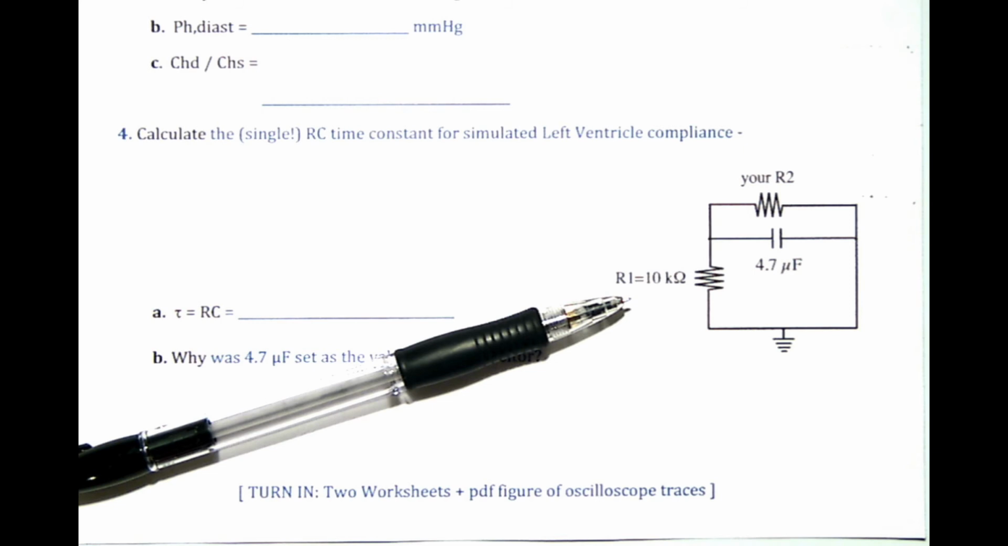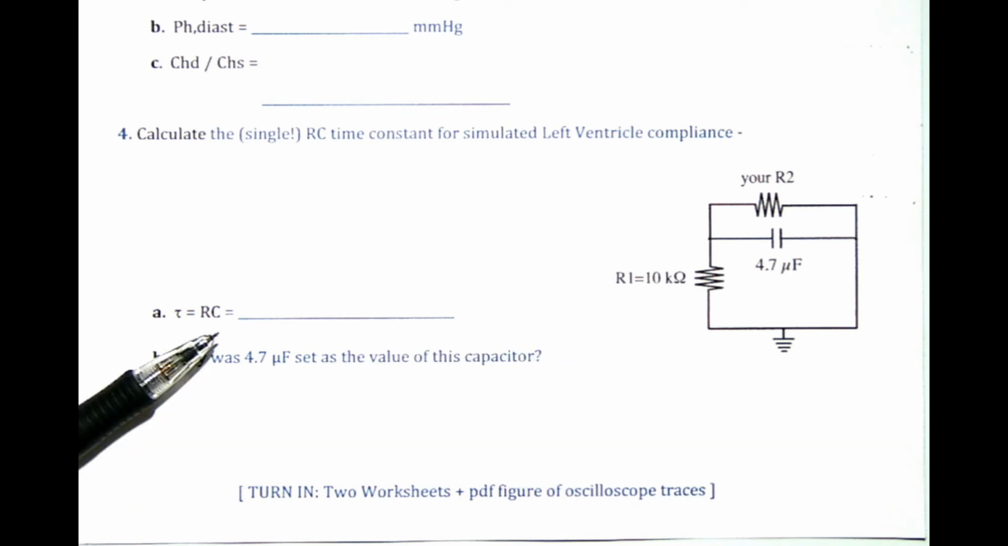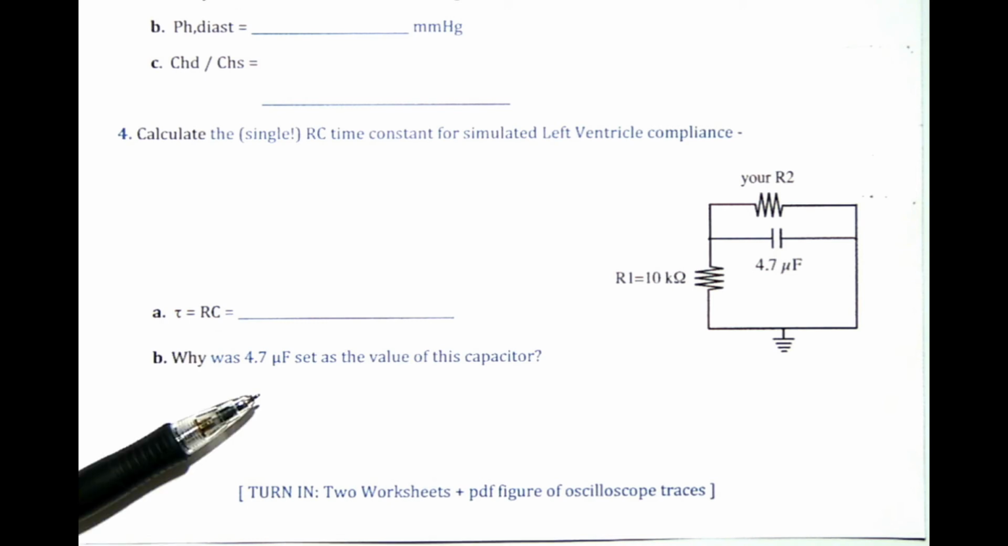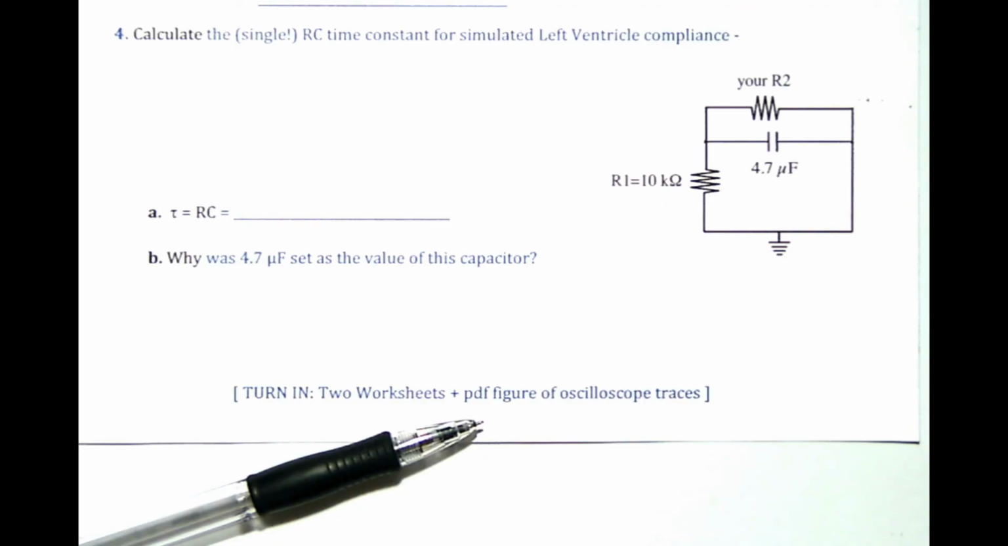Using your knowledge of how to combine resistors, find the time constant for this circuit. And incidentally, there's only one, unfortunately, not two time constants. Find the time constant for this circuit and put that down in seconds. And then looking at that value, see if you can see why 4.7 microfarads was chosen as the value for this capacitor.